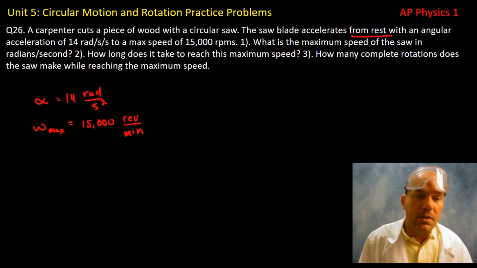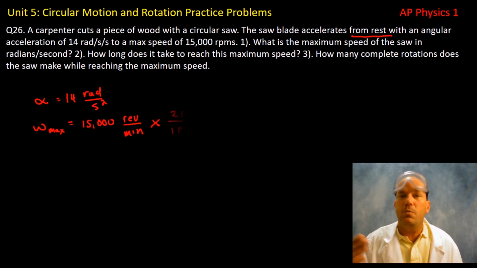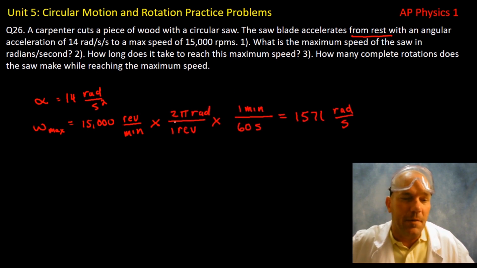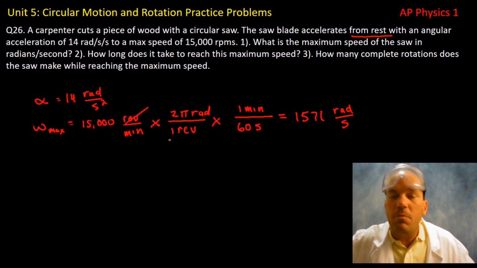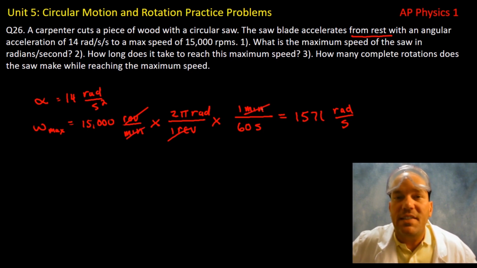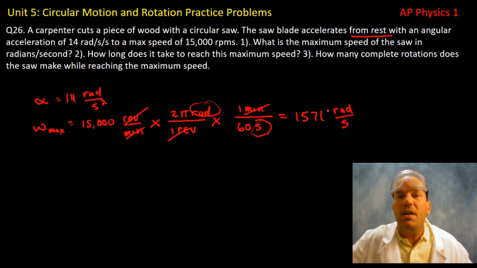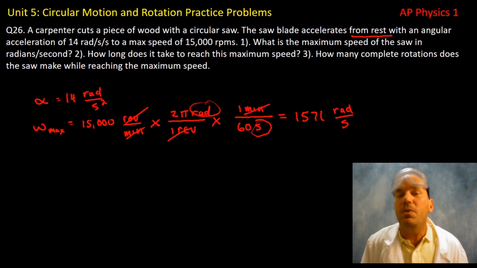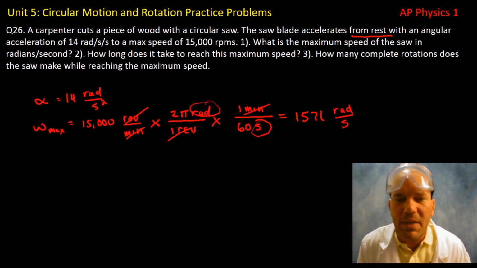All right, let's do a little dimensional analysis to convert revolutions per minute to radians per second, which would be our base SI units here for omega. And we have revolution. In 1 revolution, there are 2 pi radians. In 1 minute, there are 60 seconds. That gives us radians per second. Plug and chug, 1,571 radians per second.